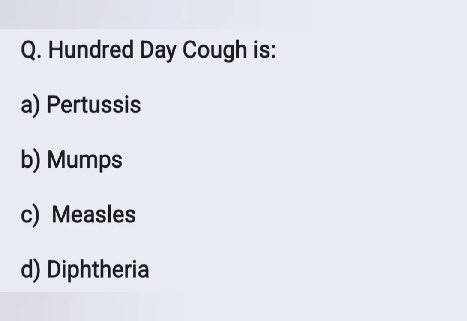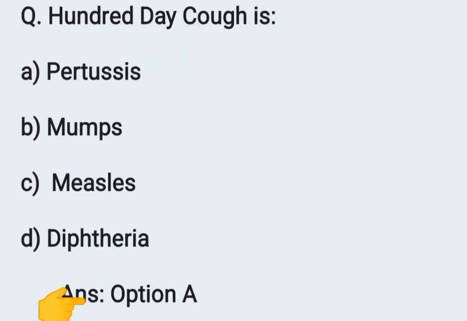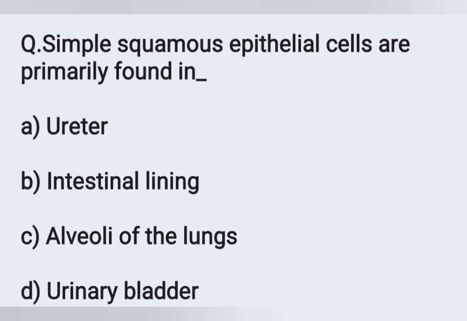And the next question is, 100-day cough is. Options. Option A, pertussis. Option B, mumps. Option C, measles. Option D, diphtheria. 100-day cough or whooping cough is pertussis. Option A is the correct answer. Pertussis is caused by Bordetella pertussis. Its incubation period is 1 to 2 weeks. Move on to the next question.